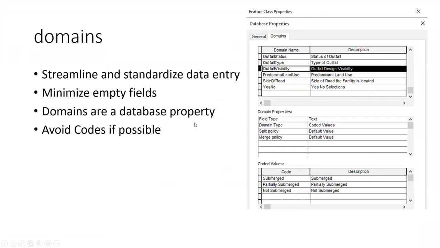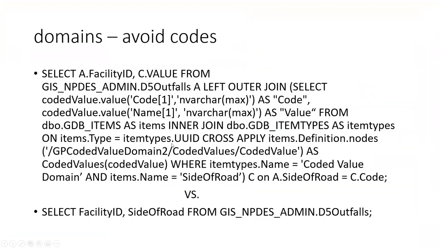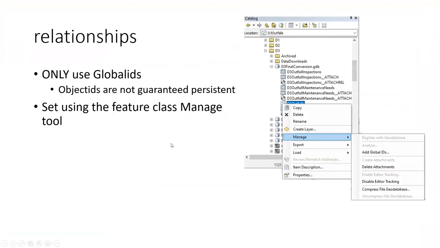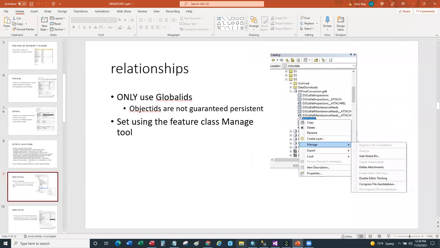Oh yeah. So there's that. I've been shelling out and showing you what these screens do. All right, relationships. Next thing, this is really important. If you're building a database, even if you don't immediately have tables that are related to your feature class, always give your feature classes global IDs.